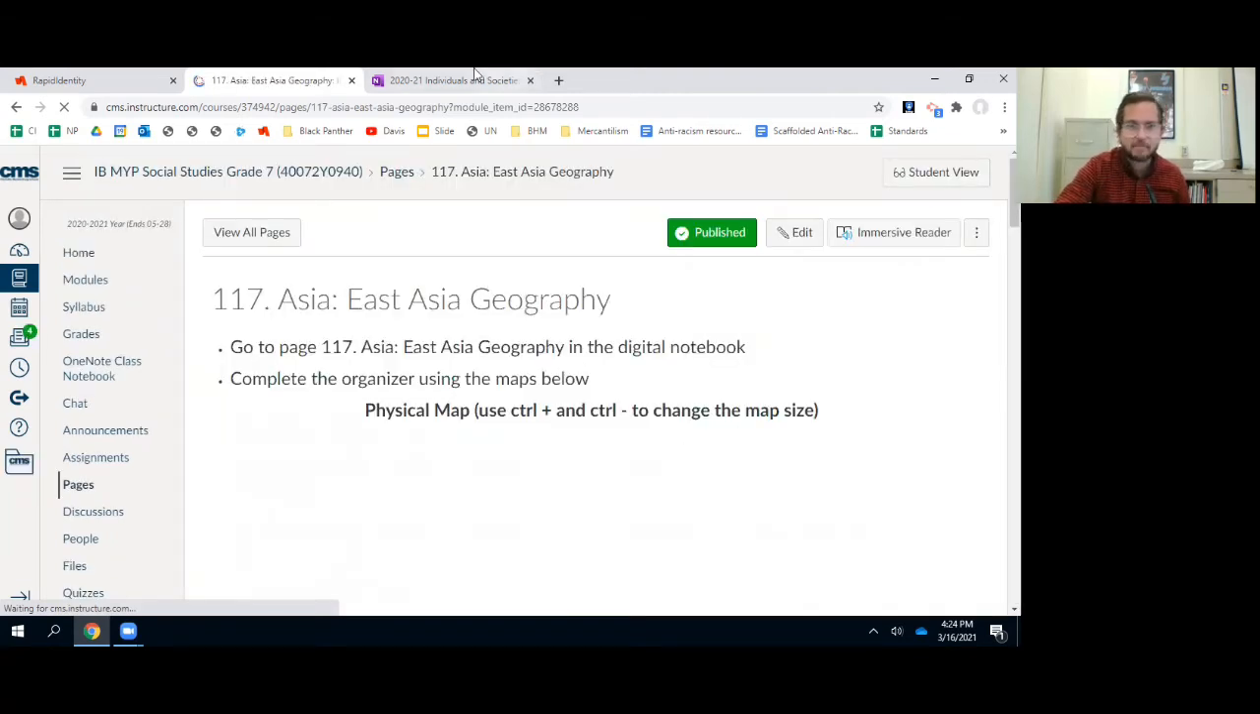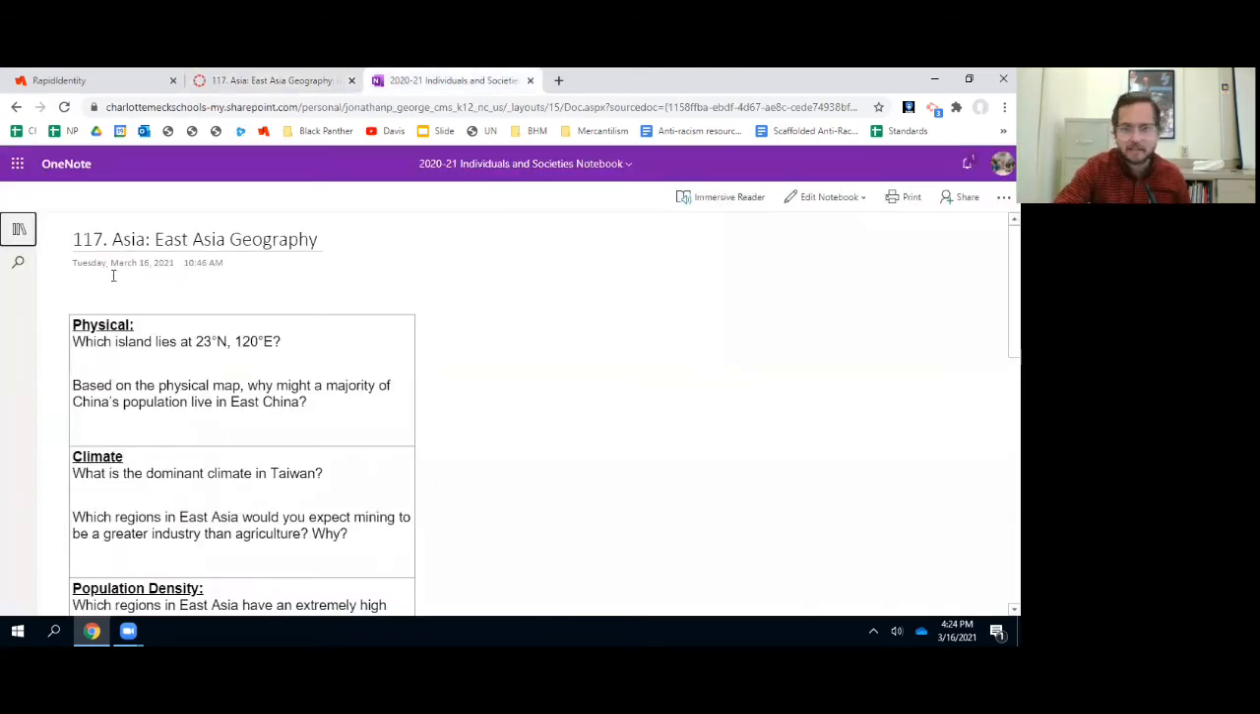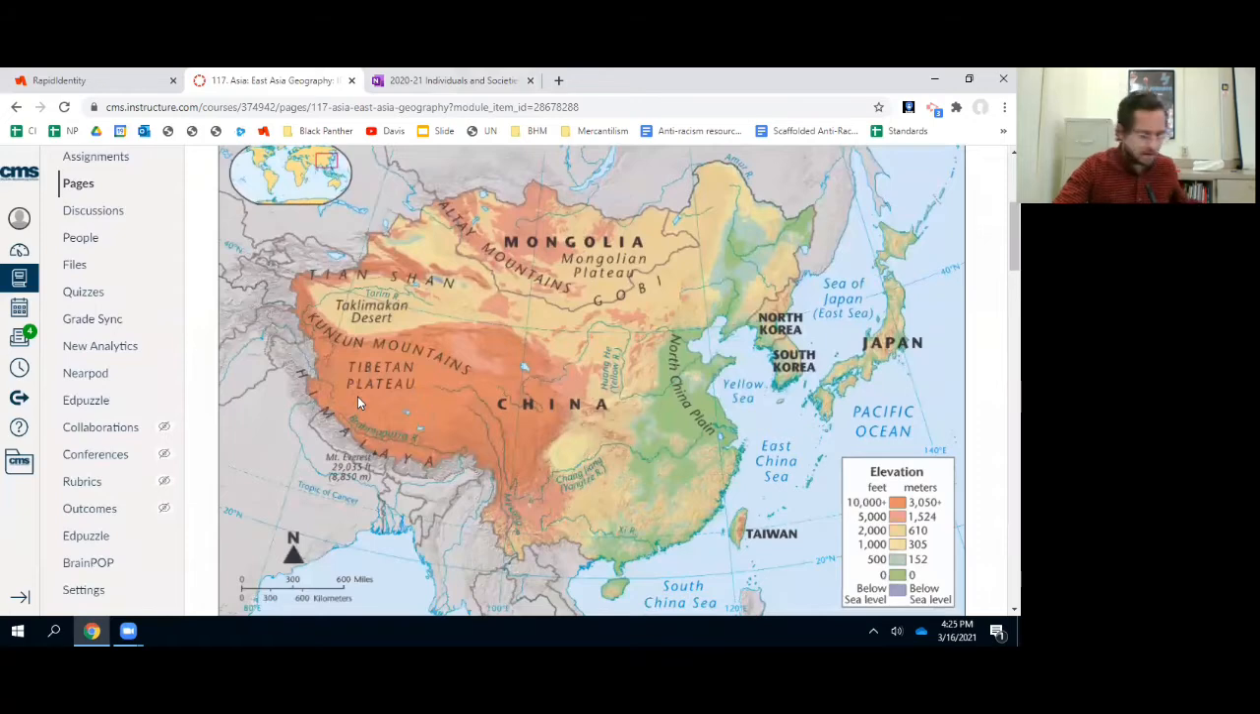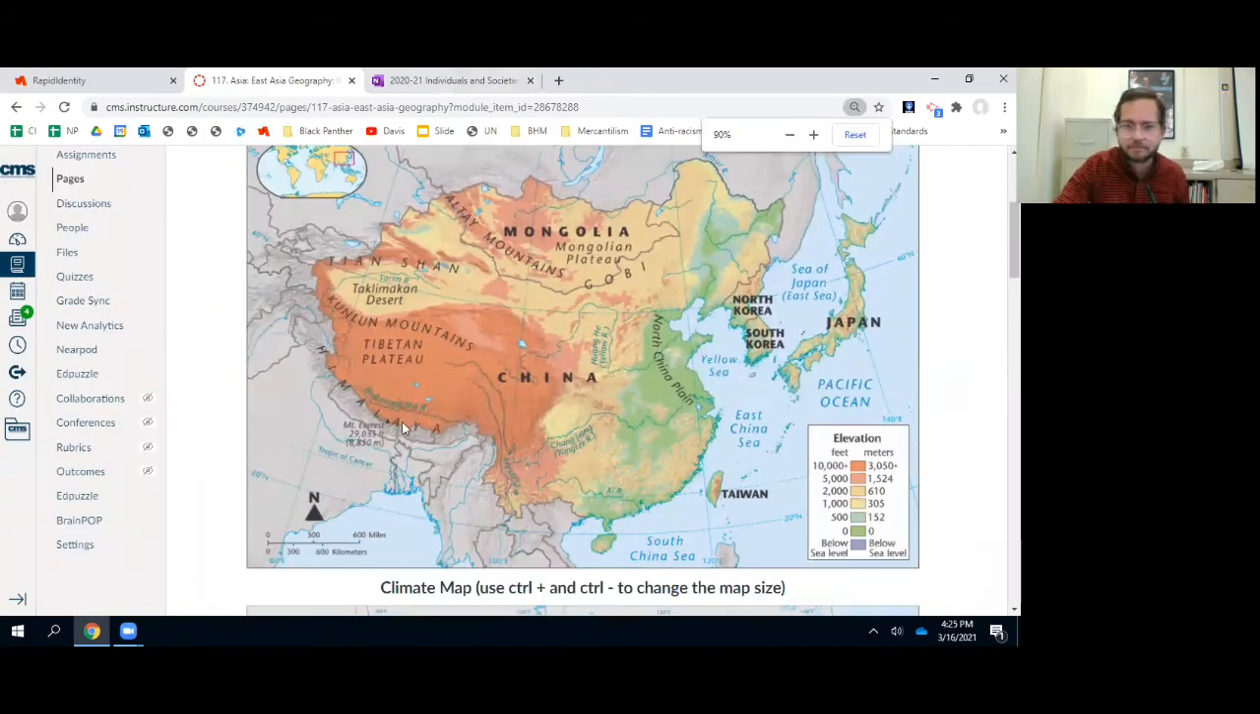117. Okay. I put it up here. Here it is in the digital notebook, 117. I've simplified it. We're going to go through East Asia today, South Asia tomorrow, Southeast Asia on Friday. And then we'll be done with geography and we'll begin culture on Monday. Y'all can guess what we're going to do for culture. All right, so take a look here. This is our map of, I'm going to shrink it a little bit here.